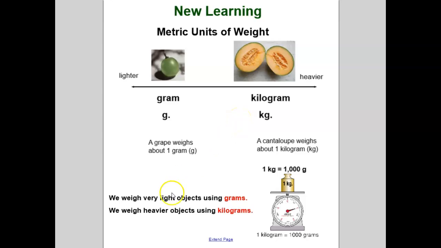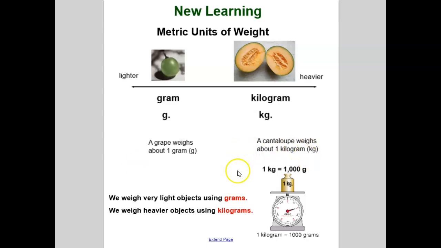So we weigh very light objects using grams. Any object that weighs more than a cantaloupe or pineapple, we use kilograms to weigh, because kilograms are equal to 1,000 grams. So most daily objects that you would think of are measured in kilograms. Light objects that weigh less than a cantaloupe are measured in grams. On your paper, would you please write down what weighs about a gram? Please also write down how many grams equal 1 kilogram.